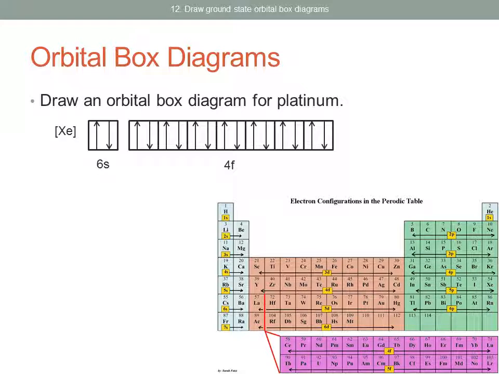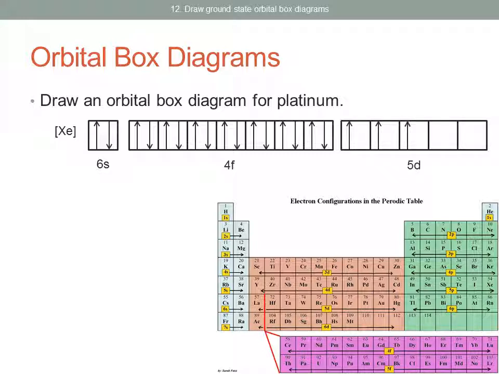Now a question you might have is, how do we know when to stop? Where are we going to stop with these boxes and electrons? Well, notice here platinum is going to end with 5d8. If I count over 1, 2, 3, 4, 5, 6, 7, 8, it's going to end with 5d8. The next sublevel to fill after 4f is 5d. And again, notice 5 boxes there for the 5 orbitals. And then there's going to be 8 electrons in it.